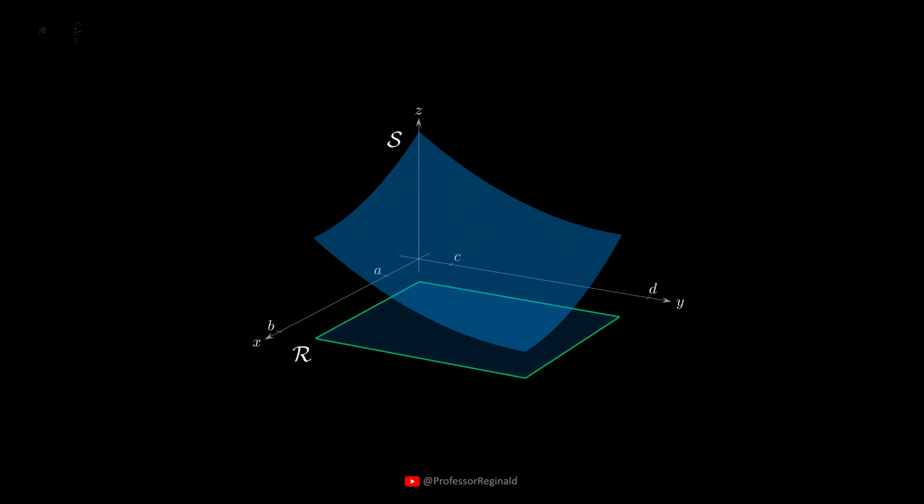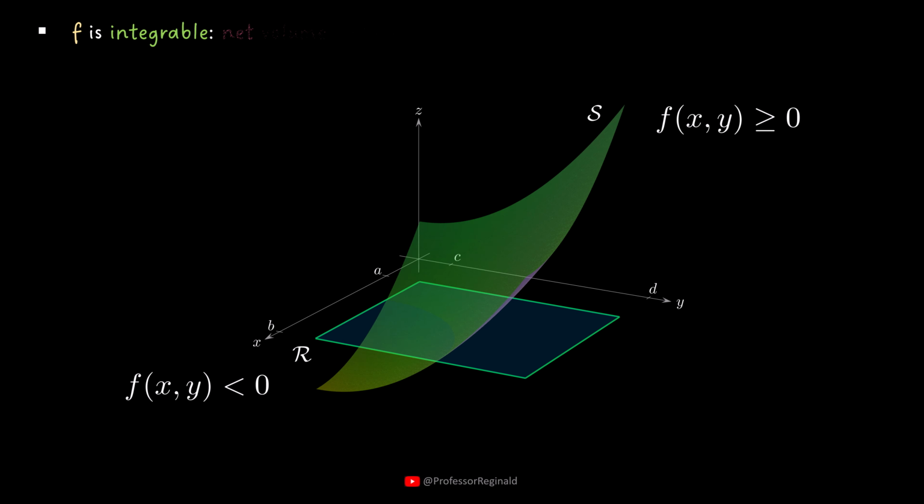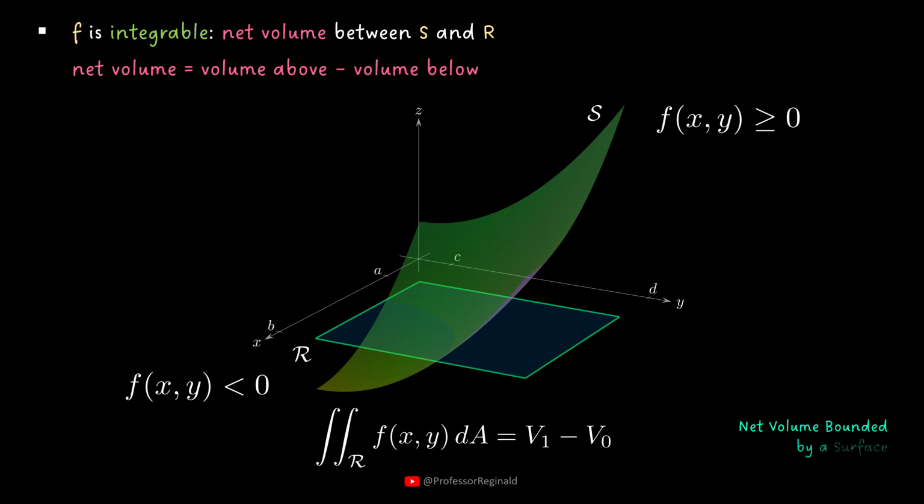However, if a function is just integrable, and there is no restriction on its value, which means the surface lies on, above, or below the xy plane, then the double integral of the function over the region of integration is the net volume between the surface and the region of integration. Net volume means volume above minus volume below. Thus, this double integral is the net volume bounded by a surface.